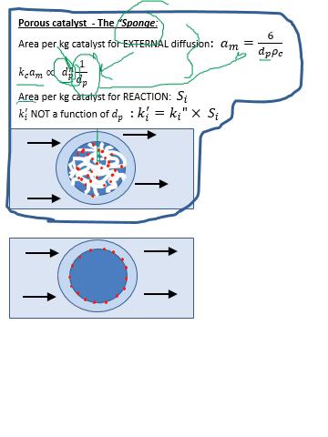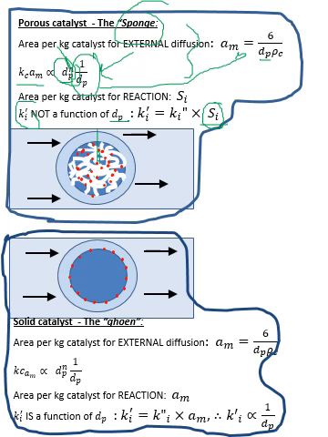The k_i dash is actually not a function of the particle diameter because the area on which I have my active sites doesn't depend on whether the catalyst is big or small. It is just a function of the type of catalyst material. How spongy is your sponge? Right, but for our solid catalyst, the same applies for the external diffusion process. It's a function of the particle diameter.